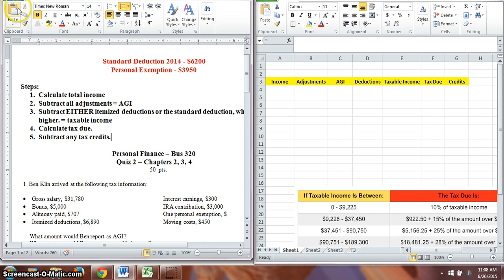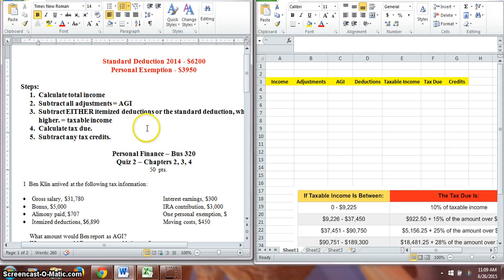If you look over here, on the quiz, I've added two items up here at the top in red. The first is the standard deduction for 2014, and it is $6,200. The second is the personal exemption amount for a single person, and it is $3,950. And again, you would have found these on your 1040 tax return, and you can use them when you work on your exam on Monday.